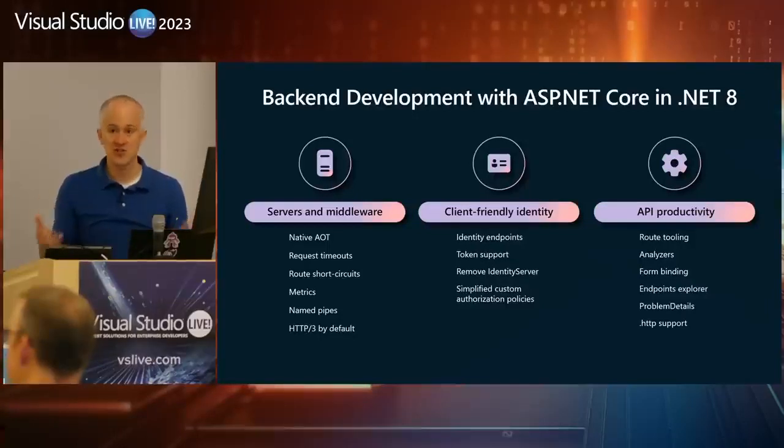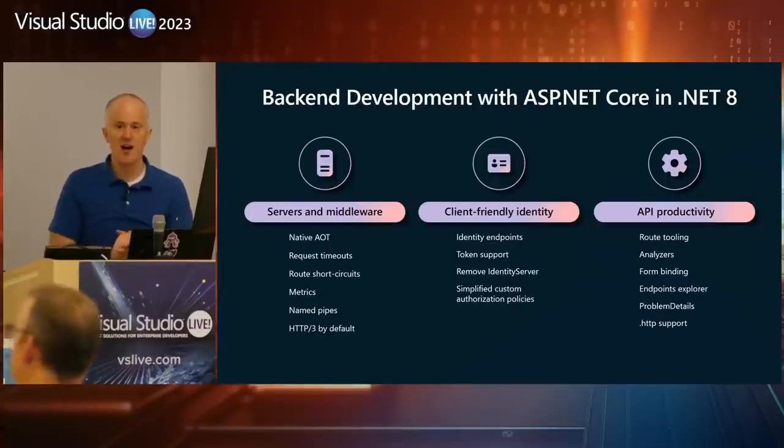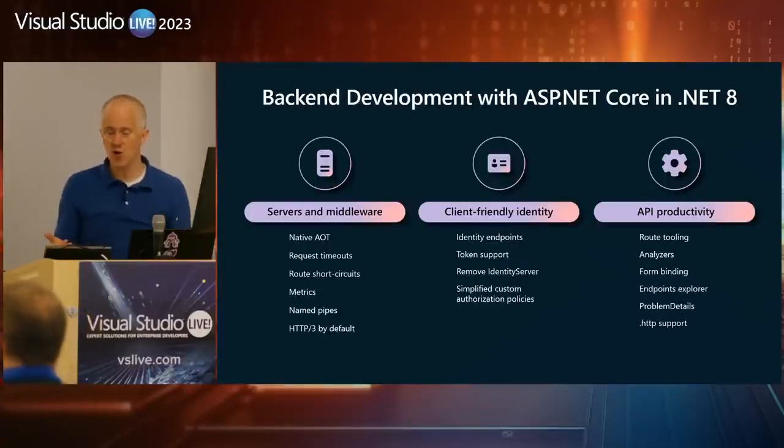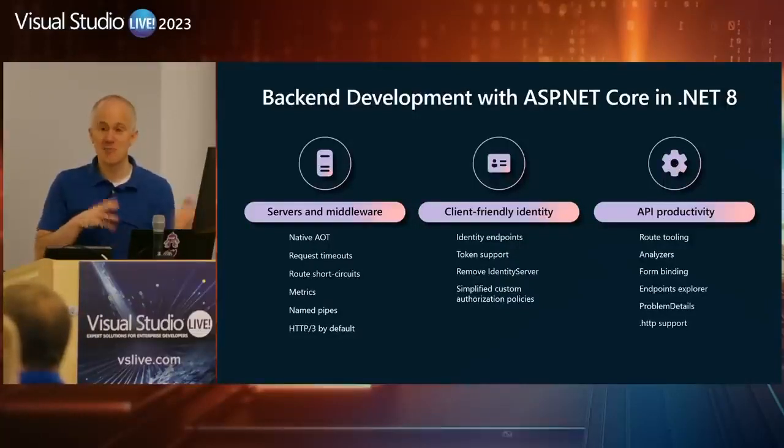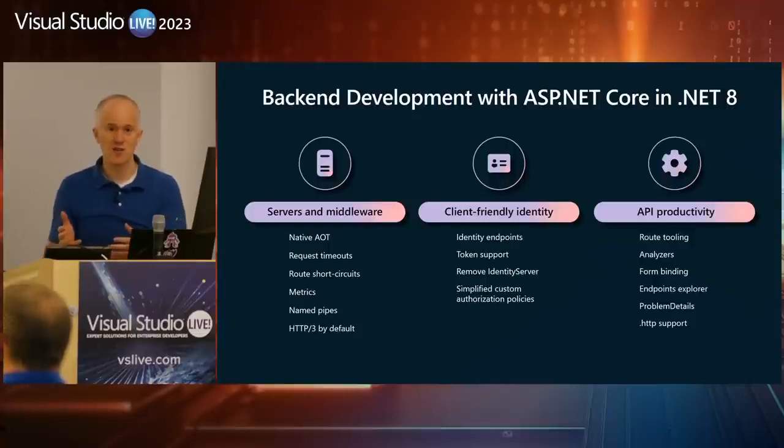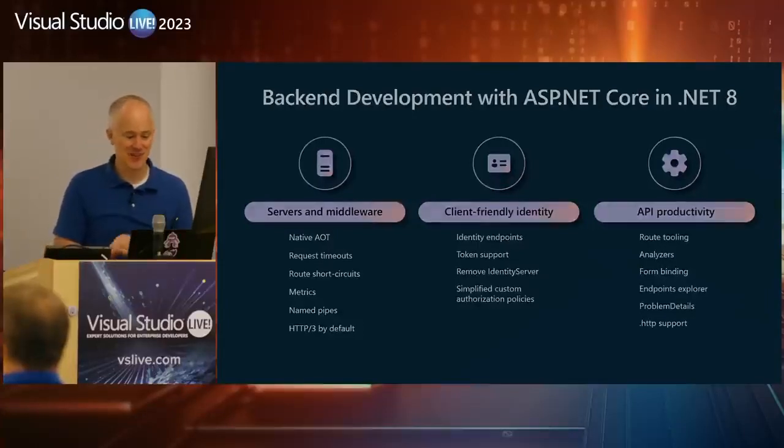We're adding a bunch of metrics so you get much better observability for your ASP.NET Core apps. Kestrel in .NET 8 now supports named pipes, so it has a completely new transport. We already talked about how HTTP/3 is now enabled by default. Whole new authentication story in .NET 8, the new identity endpoints, and then also an API development experience in .NET 8 that's vastly improved, lots of great productivity tooling and features that you can use to build out your APIs. So front end, back end, using .NET, we've got you covered.